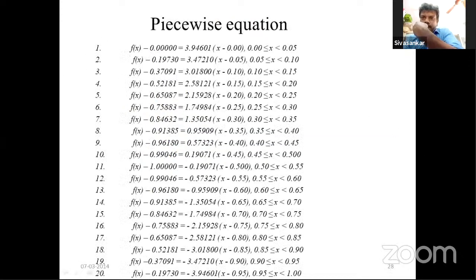Like that we have formulated some 20 equations. If you look at the first equation, f of x minus 0, because the value of y is equal to 0, that is equal to the slope, just as we calculated, with x naught 0. The first equation is finished. The second equation is f of x minus 0.19730. This is the value of y with respect to the value of x equal to 0.05. Clear?